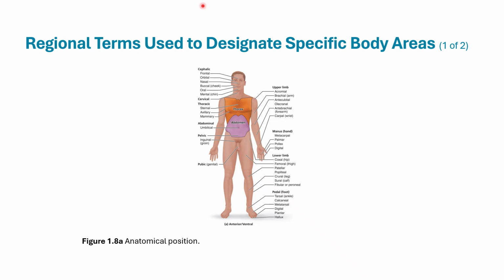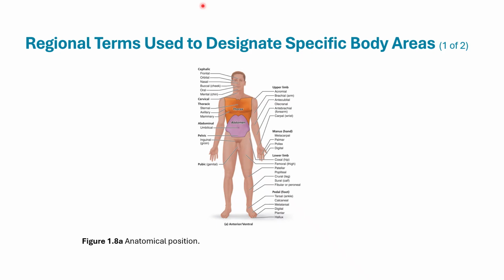Okay, the cervical region refers to the neck. The thoracic region refers to the chest. The areas in the thoracic region include the sternal or the sternum. We call that the breastbone. The axillary is also the armpits. And mammary are the breasts.